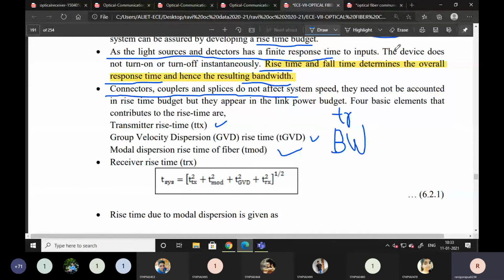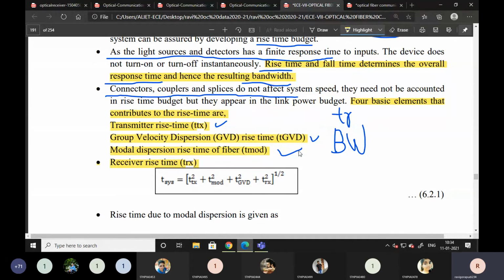Again, I am highlighting the basic elements that contribute to the rise time. We should switch on the device; if you give more gate voltage, that device will switch on very fast. Very important point: these points must and should be written in the answer in the exam. In the rise time budget we don't bother about connectors, couplers, and splices, as those do not affect the speed. But in the link power budget, we consider all those couplers, splices, and fiber losses.